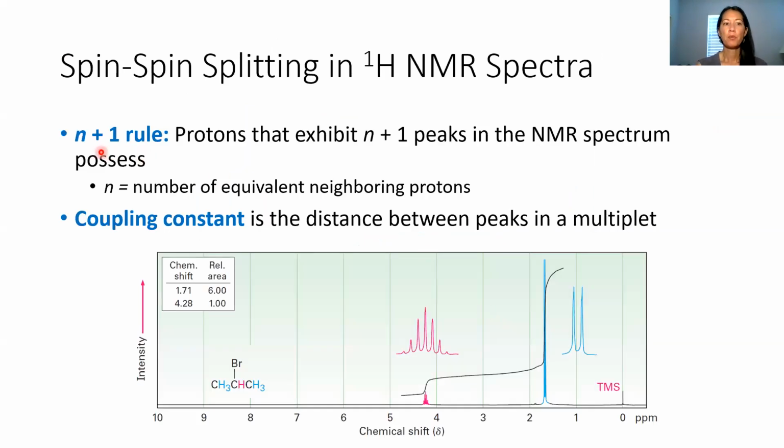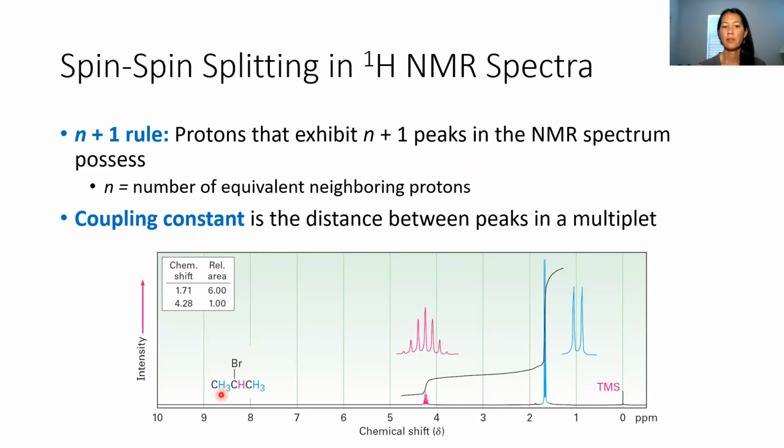So just to recap, there's the N+1 rule. Protons that exhibit N+1 peaks in the NMR spectrum possess N number of equivalent neighboring protons, and the coupling constant is the distance between peaks in a multiplet.